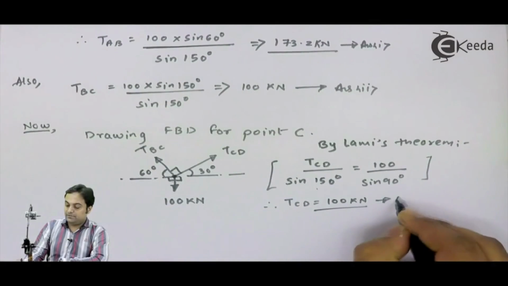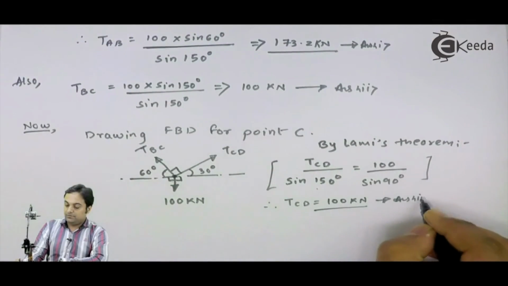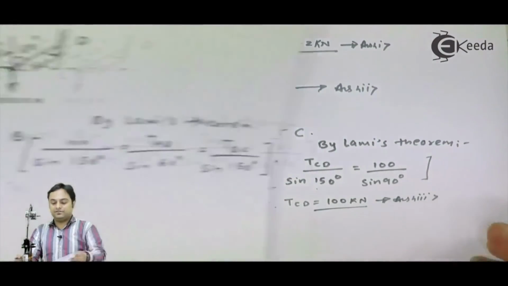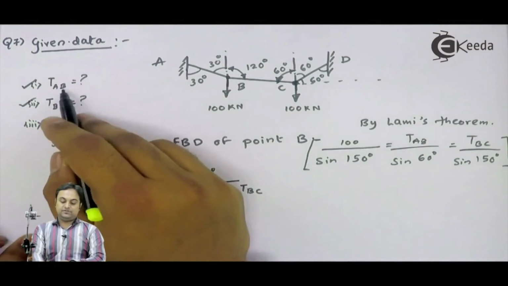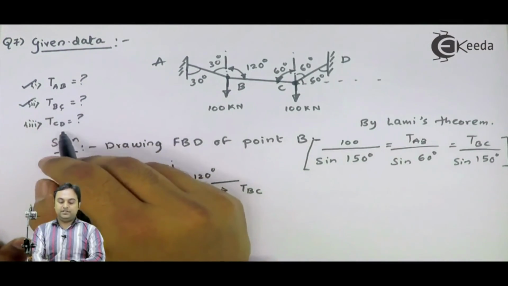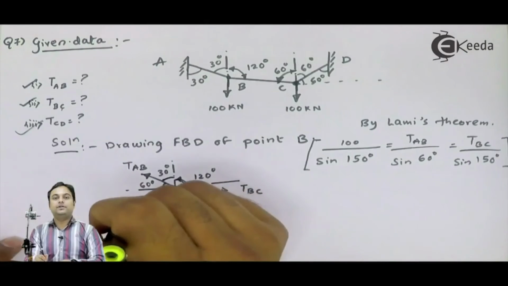So that's my third answer. So in this question, three things were asked: tension in AB, tension in BC, tension in CD. First we had calculated TAB, TBC, and now TCD. The problem gets completed.